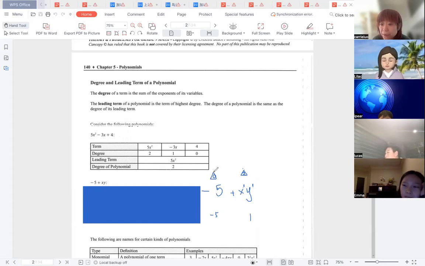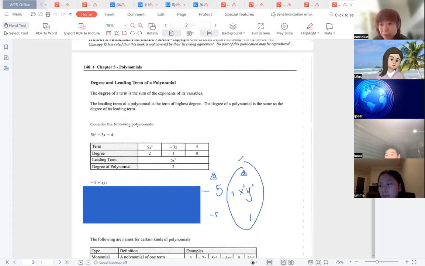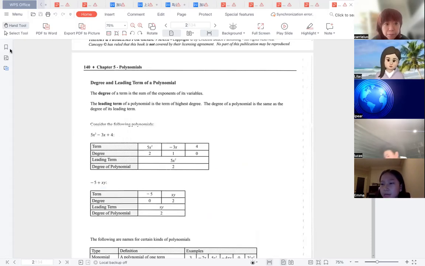Get it, Lilac, Daniel, and Emma? Okay, so this part you need to be careful, okay? So what is the leading degree of this binomial? Lucas, still you. Leading degree? Yeah, 2. Very good. And what is the leading term? No, the leading term is this one, okay? The leading term is the one with the leading degree.